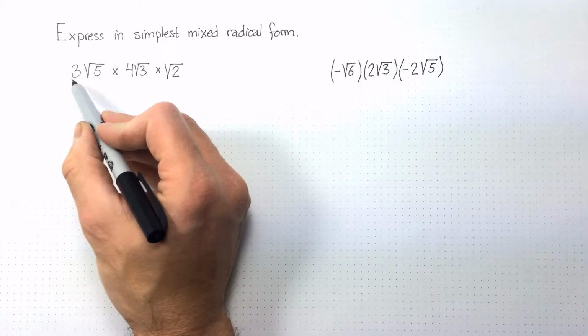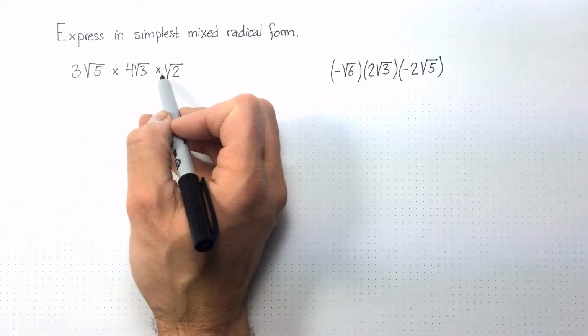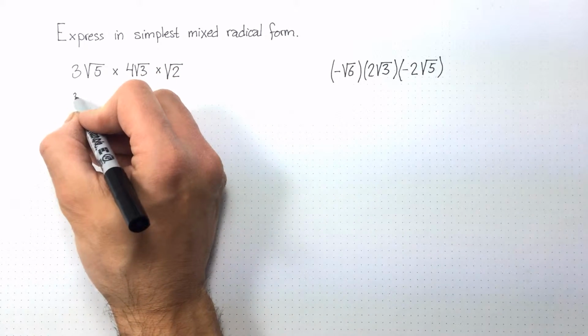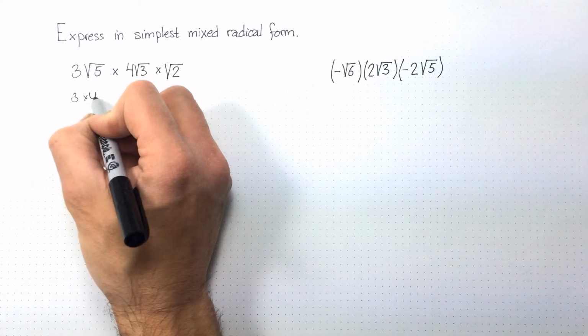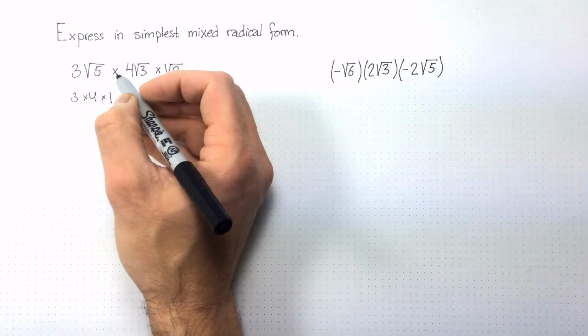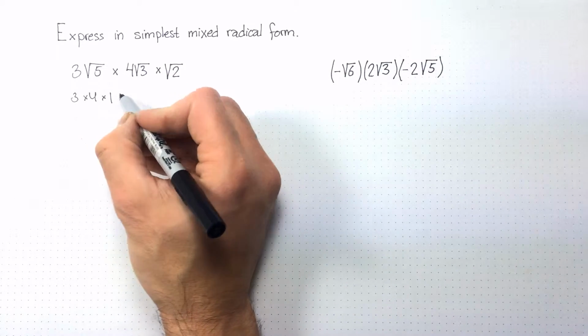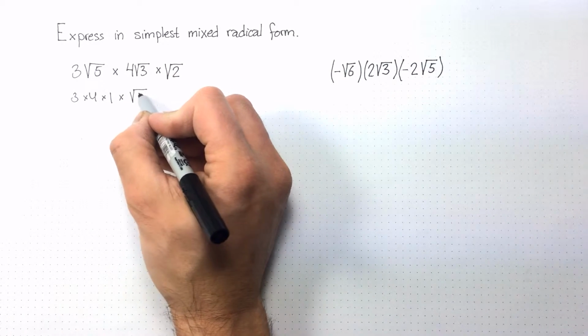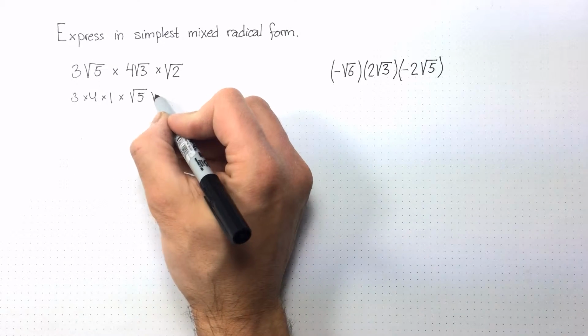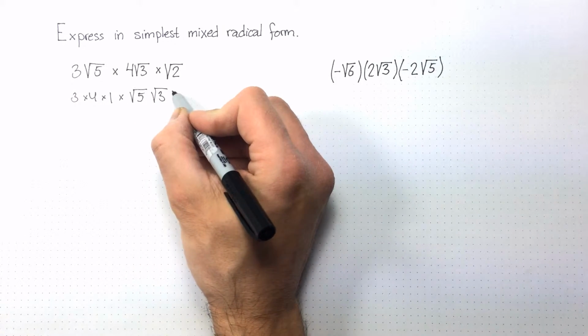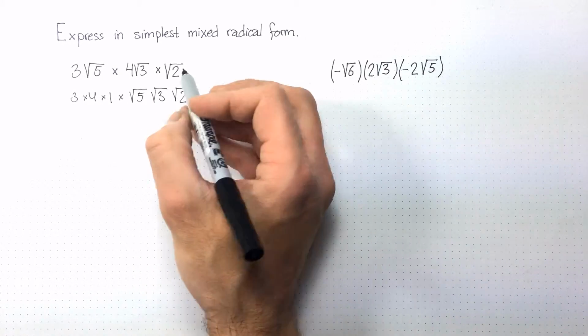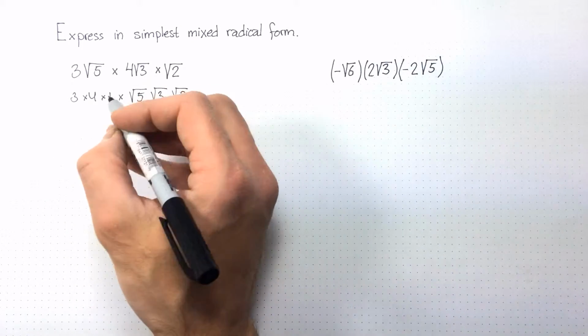So let's pull out the coefficients. So 3, 4, and the coefficient here is 1. So 3 times 4 times 1, which is then multiplied by the radicals. So the square root of 5, times the square root of 3, times the square root of 2. 3 times 4 times 1 is 12.